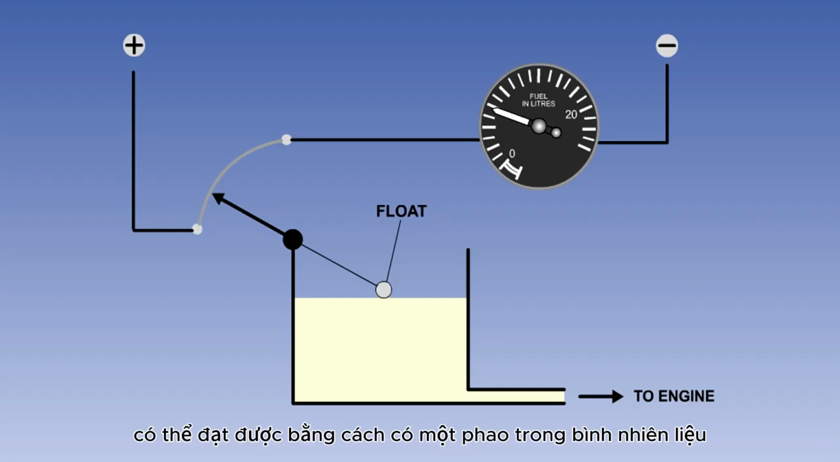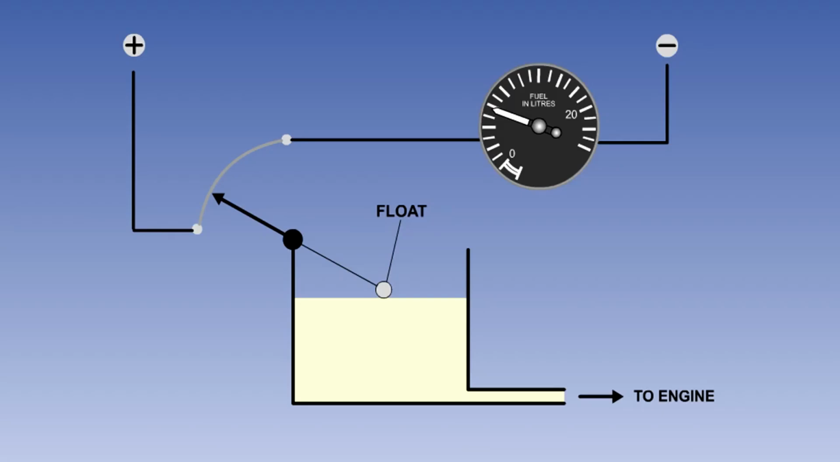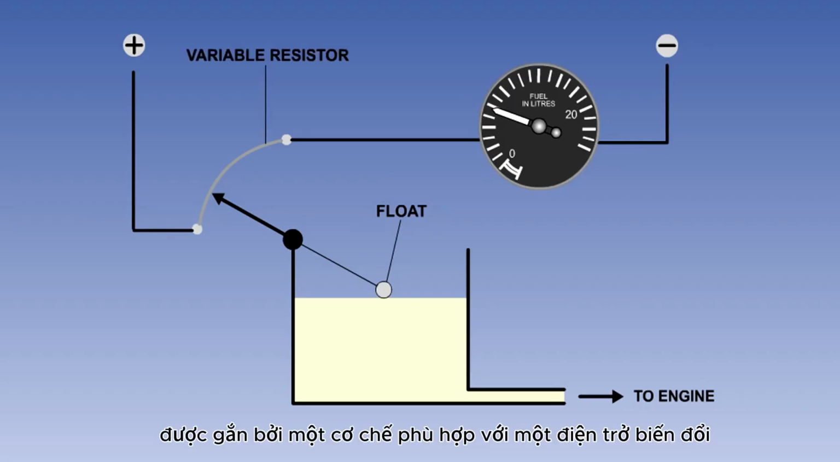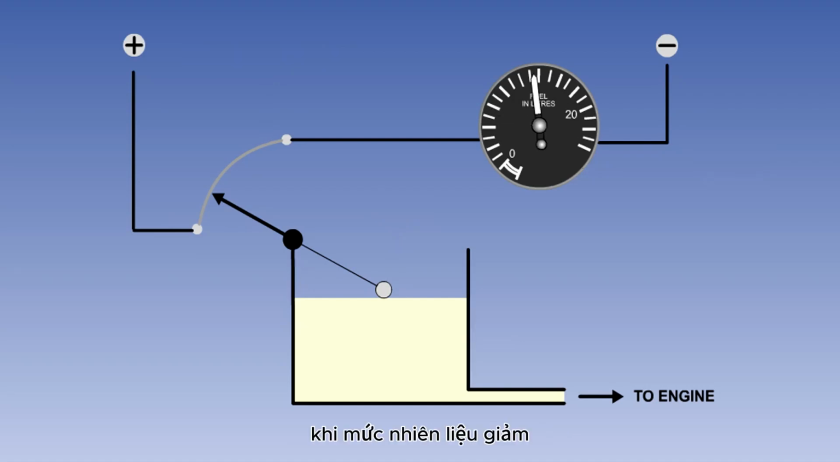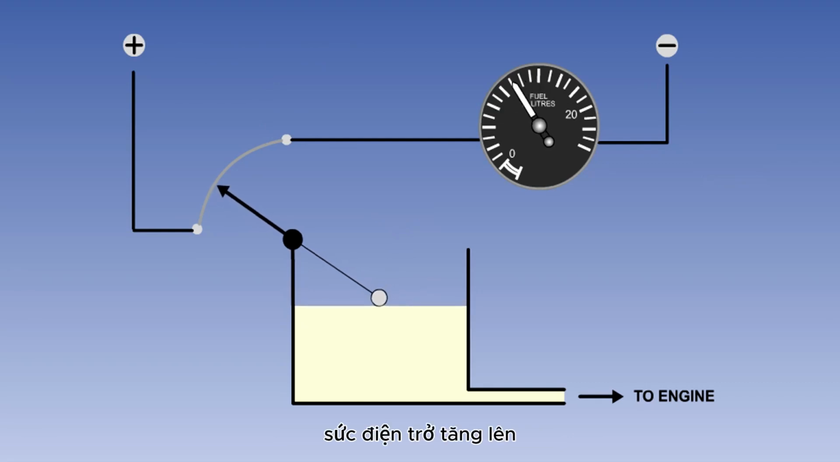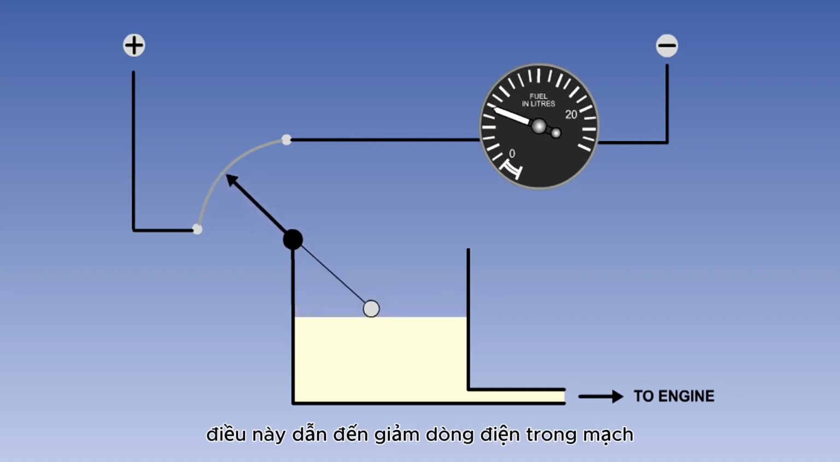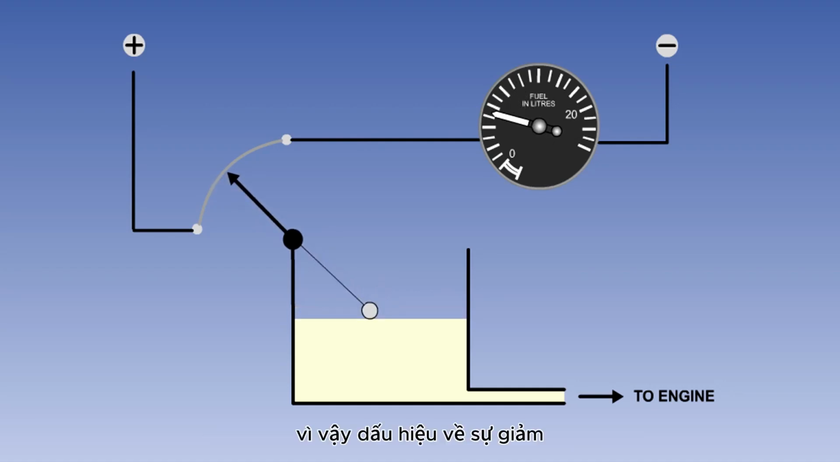Volume measurement can be achieved by having a float in the fuel tank, attached by a suitable mechanism to a variable resistor. The cockpit gauge is normally an ammeter, calibrated in gallons or litres in a circuit with a resistor. As the fuel level decreases, the resistance increases. This leads to a reduction of current in the circuit, so the indication on the ammeter decreases. The gauge is calibrated to show the correct fuel quantity with the aircraft in straight and level flight.